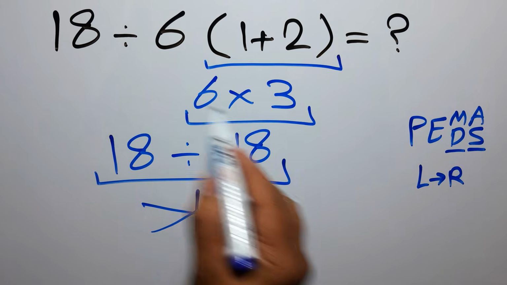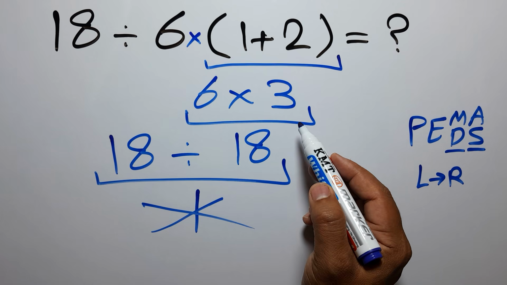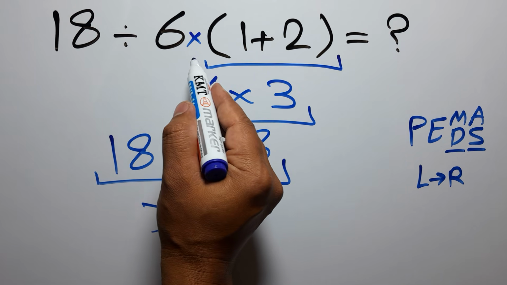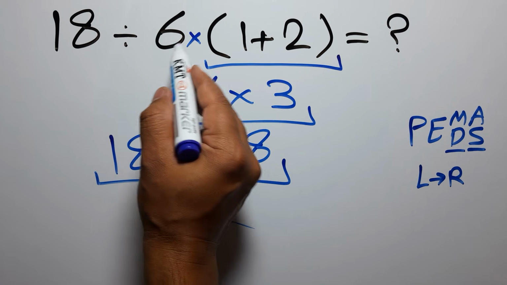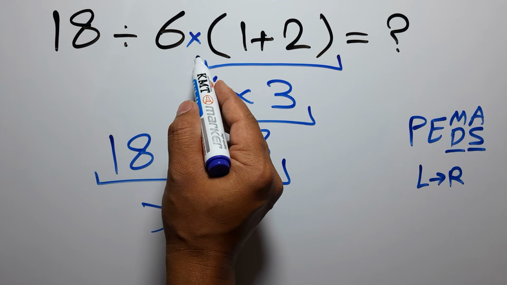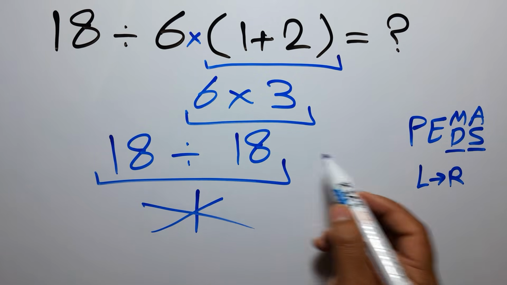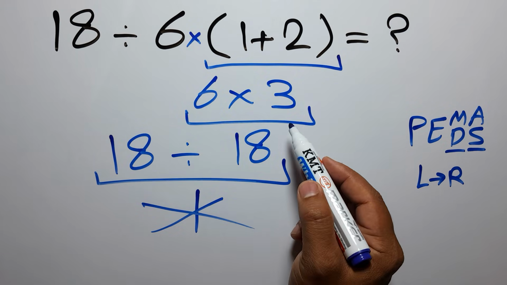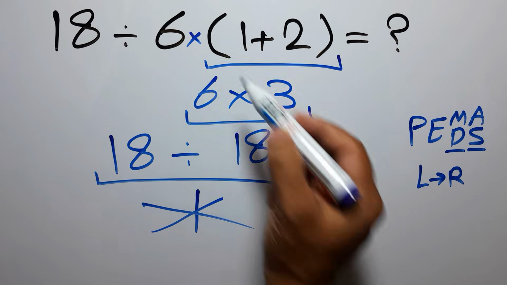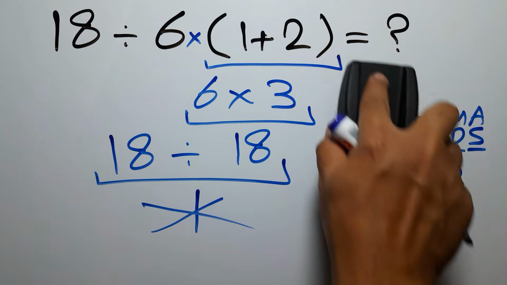In this expression, we have one division, one multiplication, and one parenthesis. Inside this parenthesis, we have one addition. Here we have a multiplication because in mathematics, when a number is placed next to parentheses, it means multiplication. And we usually don't write the multiplication sign for brevity. Okay, so according to PEMDAS, first we have to do this parenthesis, then this division, and finally this multiplication. If we do this multiplication before this division, it is wrong.